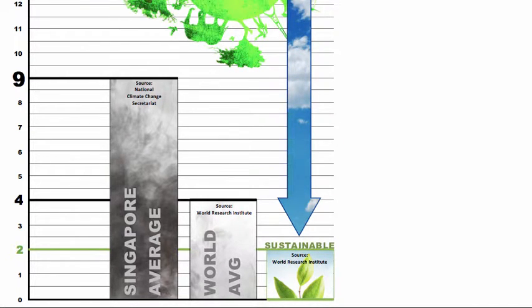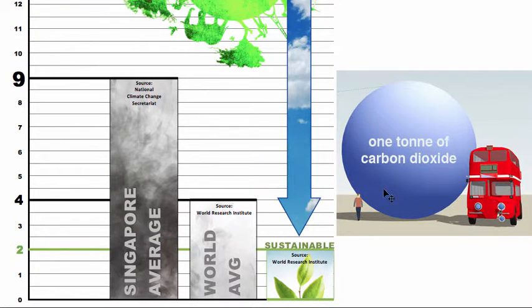A way to visualize 1 ton of carbon dioxide is with this reference photo here showing how much larger it is than a bus or a human. So on this scale that we'll be looking at to measure your carbon footprint, each one of these represents this size of sphere. Now, why is this important?